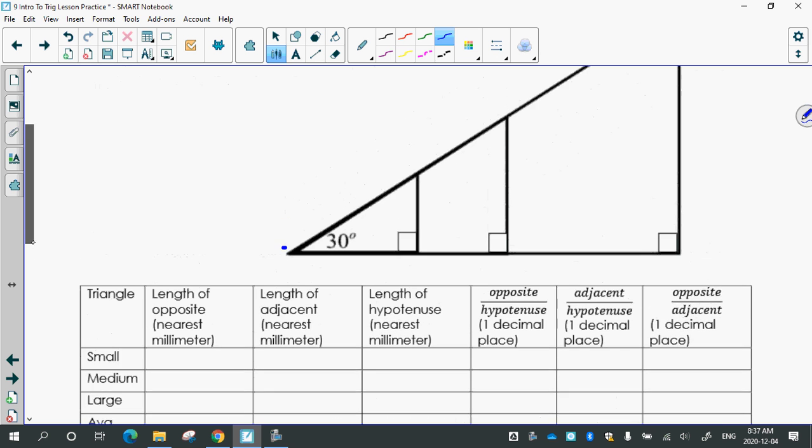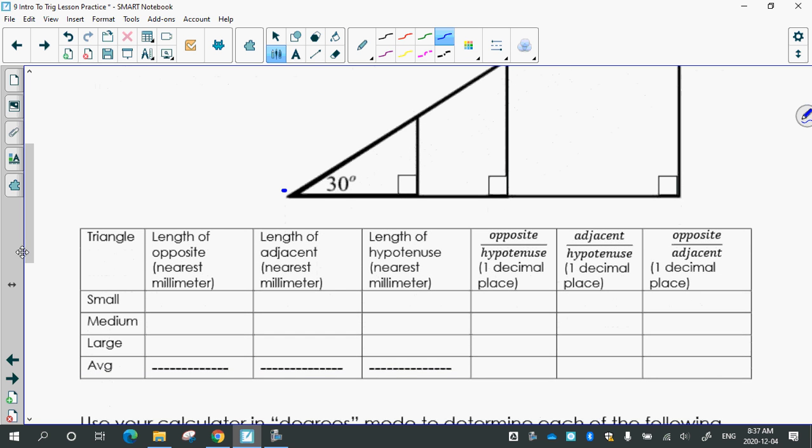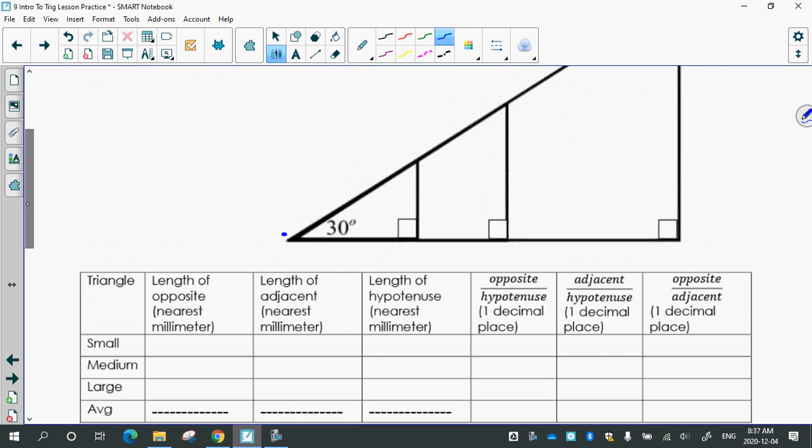All right, so, small triangle, what's the length of the opposite? We're going to measure the opposite, adjacent, and the hypotenuse for the small triangle, the first one, to the nearest millimeter. I'm going to put my glasses on, and then we'll get a consensus from the class. So we're measuring the opposite first, which is the vertical one, according to the 30 degrees.